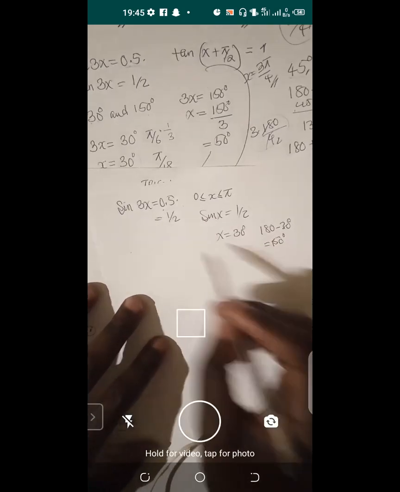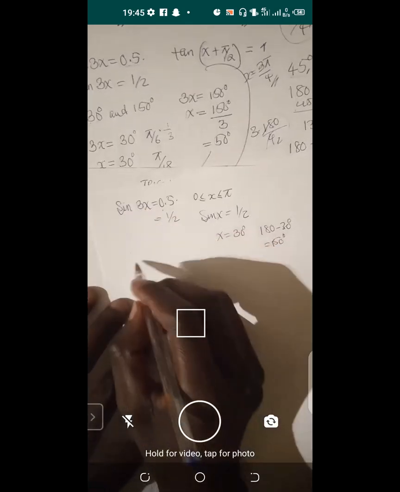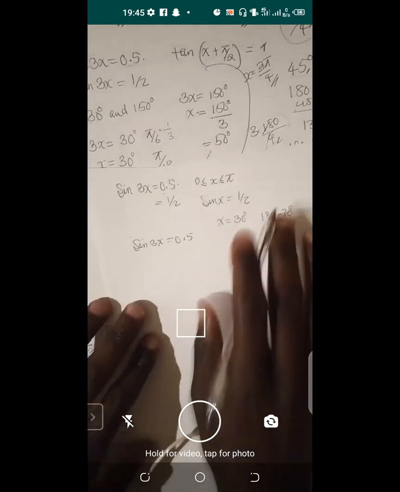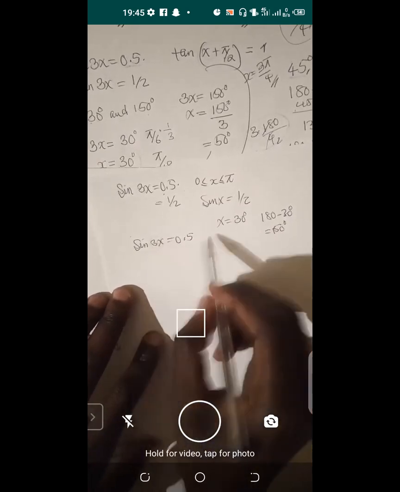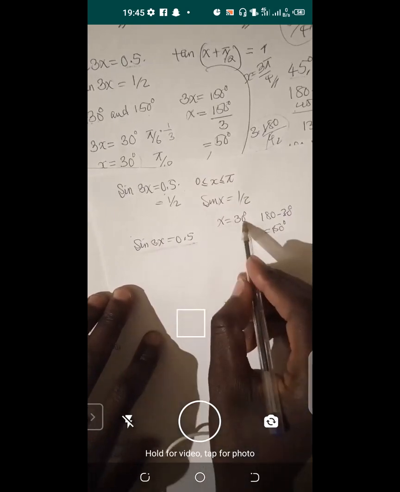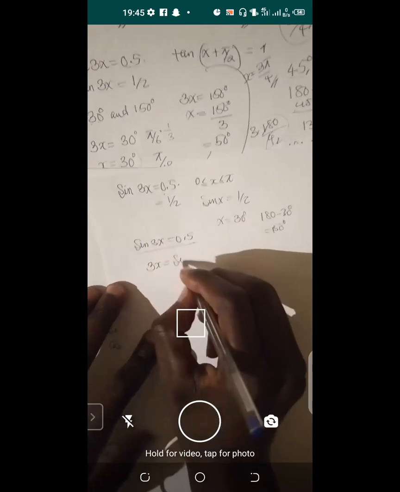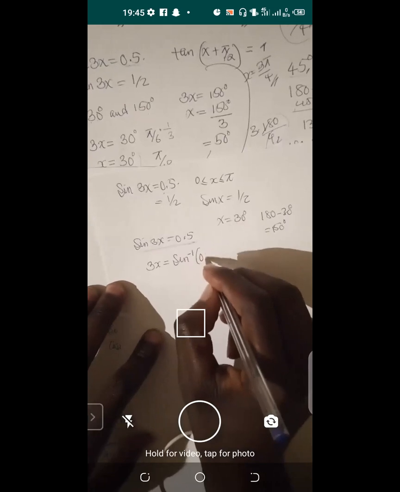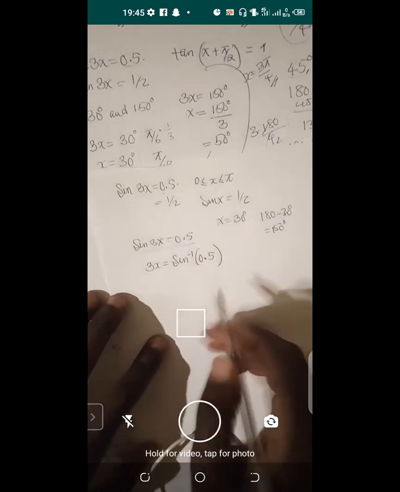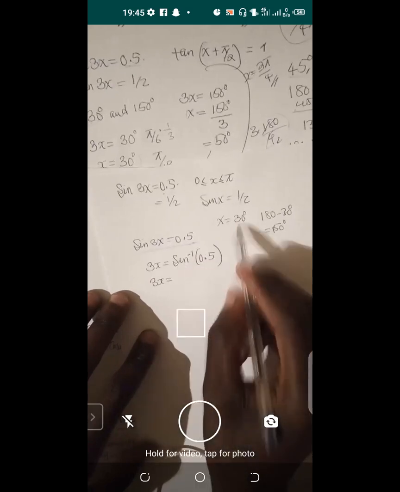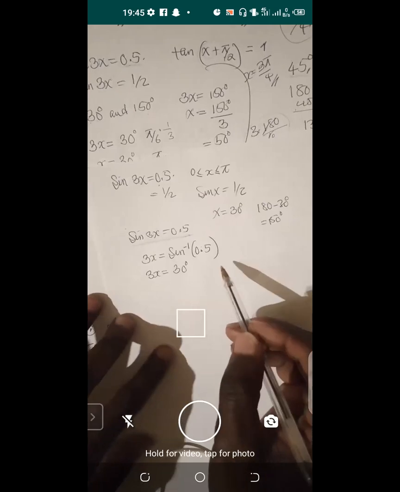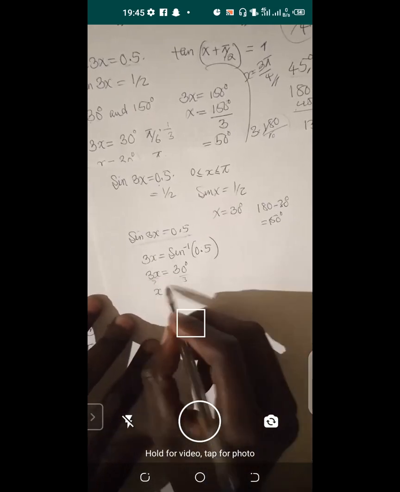Now you come back to this one. Sine 3x is equal to 0.5, which is half. Then you know that one value of 3x for which this will hold is 30 degrees in the first quadrant. So 3x is equal to sine inverse of 0.5, that is 3x equals 30 degrees. Then you divide both sides by 3, and x gives you 10 degrees.